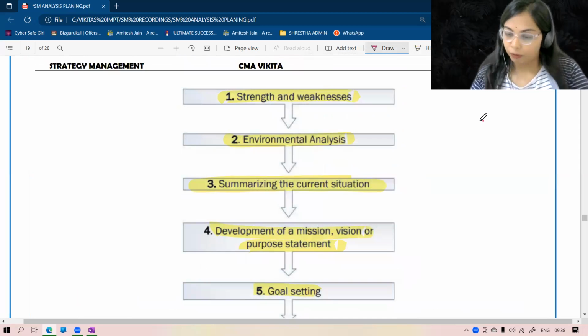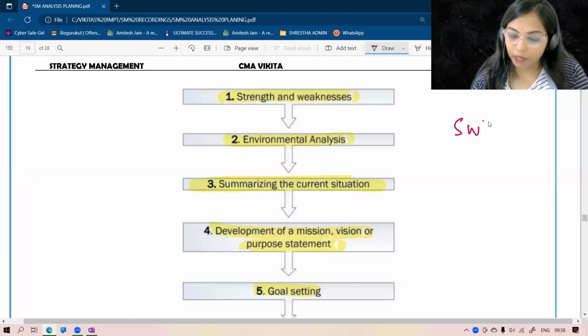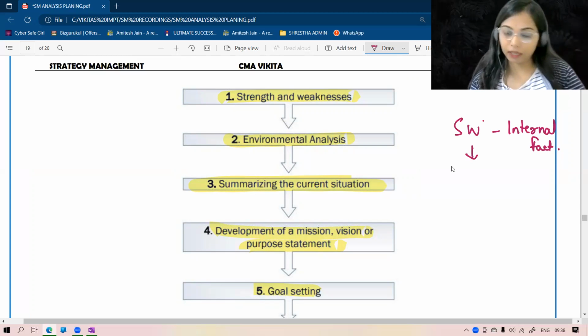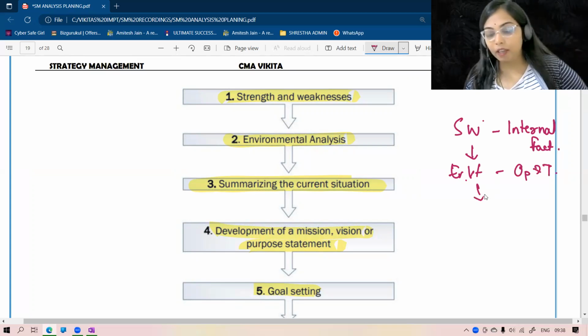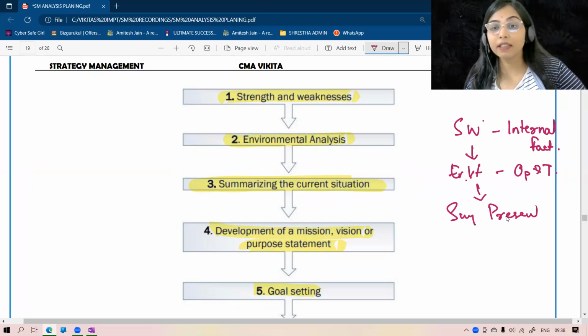So let's write. First is SWOT. In SWOT, it is internal factor analysis. Okay, strengths and weaknesses. Then you have to do environmental analysis, which says about opportunities and threats. Okay, then you have to summarize the present situation. Everyone, present situation.